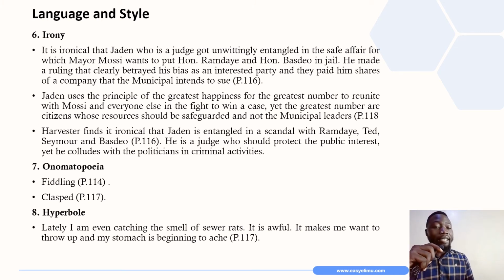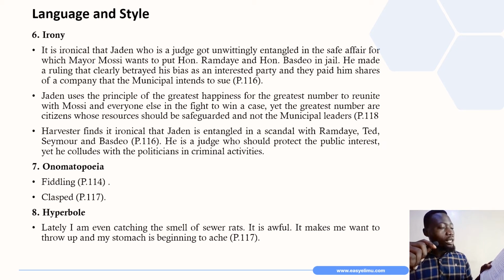So we are told that it is ironical that Jaden, who is a judge, got unwittingly entangled in the same affair for which Mayor Mosi wants to put Honorable Ramdae and Mr. Basdeo in jail. So I think this is about the serial scandal. So once there was a case that involved Honorable Ramdae and Honorable Basdeo. So it was about a serial scandal. So the judge, Justice Jaden, ruled in favor of the duo, that is Ramdae and Basdeo, and he also benefited from them because he was given a share, so he was also a shareholder.